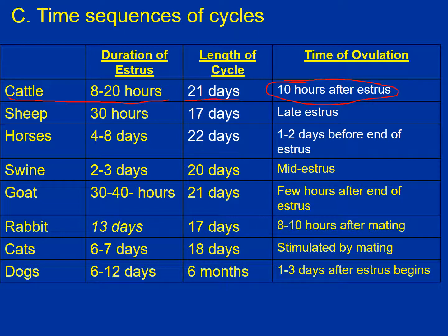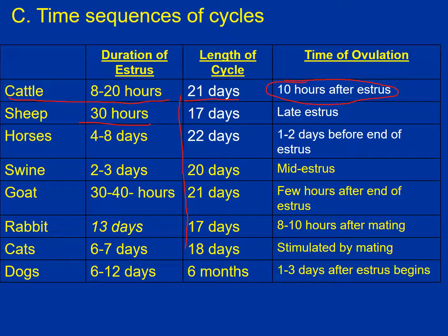Okay, well let's go to sheep. Duration of estrus is 30 hours, a little over a day. Length of cycle just 17 days, but you notice for most of these species we're looking at about 3 weeks as far as length of the cycle, and they ovulate during late estrus.